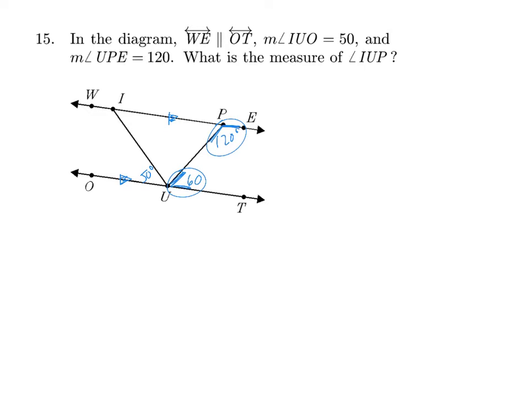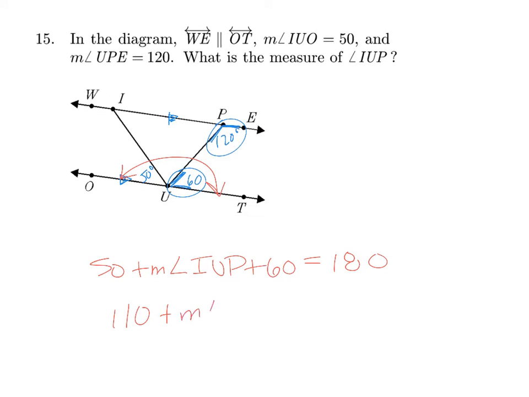And then all three of these angles combined have to add up to 180 because they form a straight line. So I have 50 plus measurement of angle IUP plus 60 is equal to 180. So I have 110 plus measurement of angle IUP is equal to 180. Subtract 110. Measurement of angle IUP is equal to 70. Done.